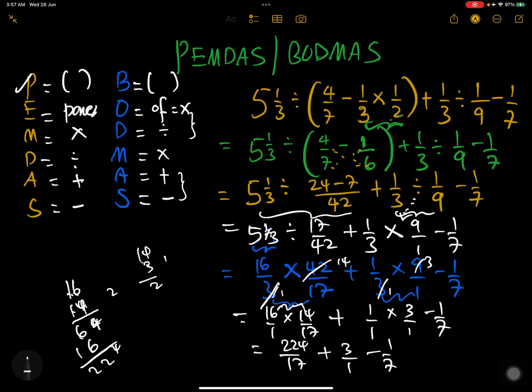What do we do first? We always have to do addition before subtraction. Let me take a yellow color. This and this will be added. So we're going to get 224 plus 17 times 3, which is 51, divided by 17, and 17 times 1 is 17, minus 1 over 7. And I believe you can finish this off. You can deal with it.